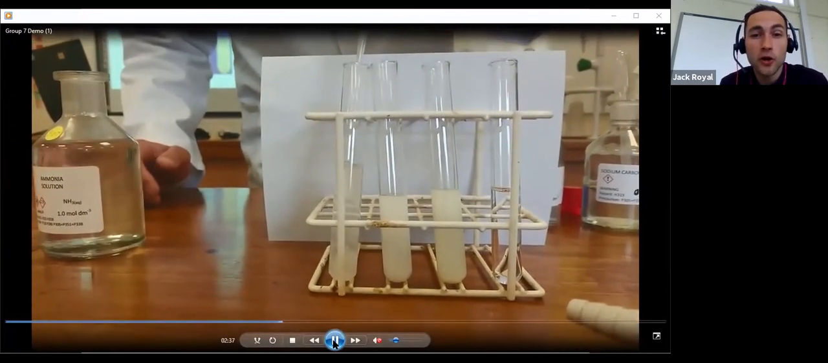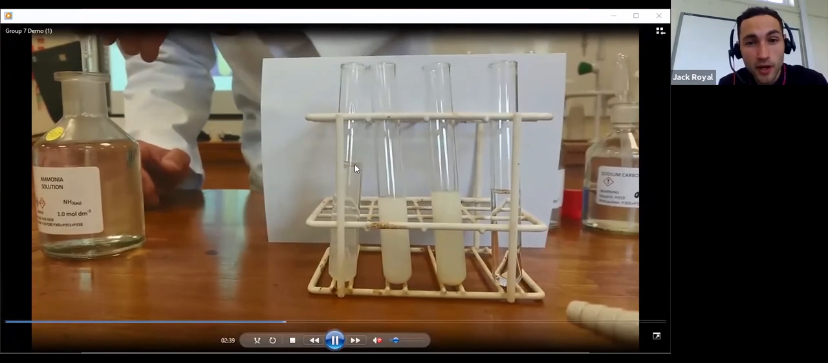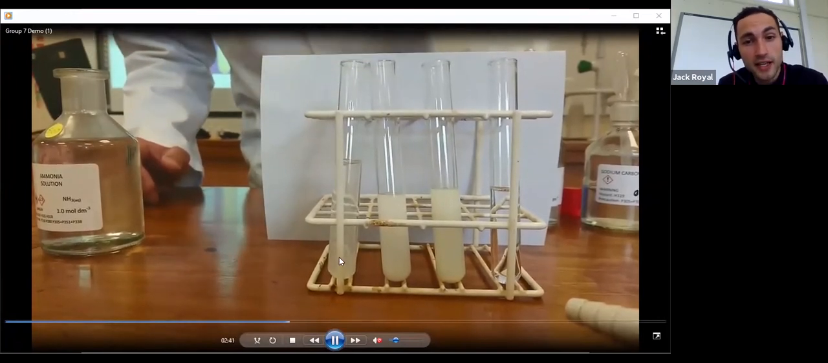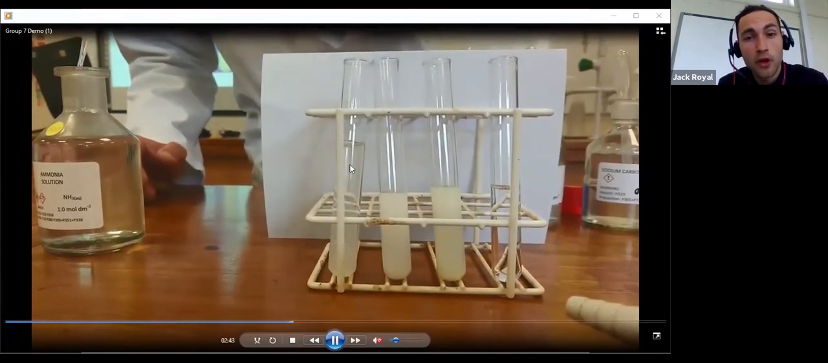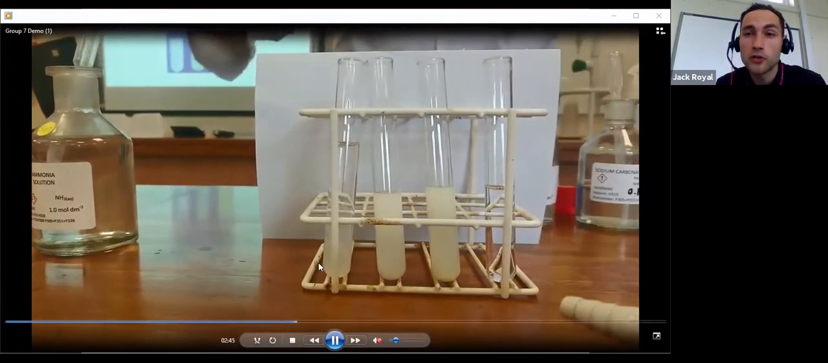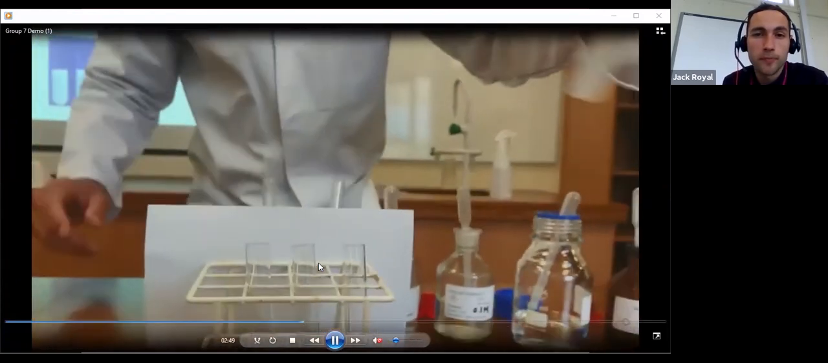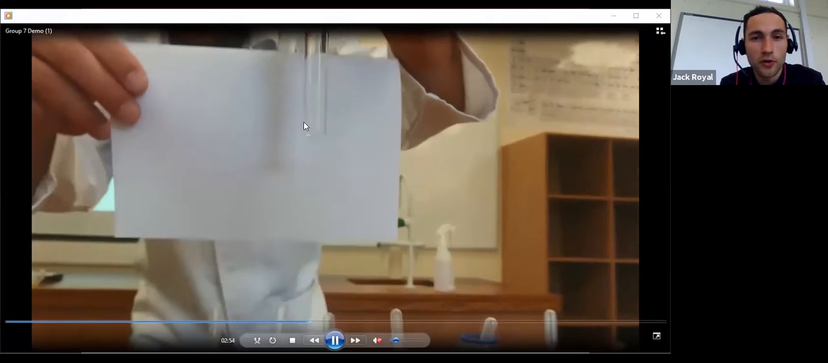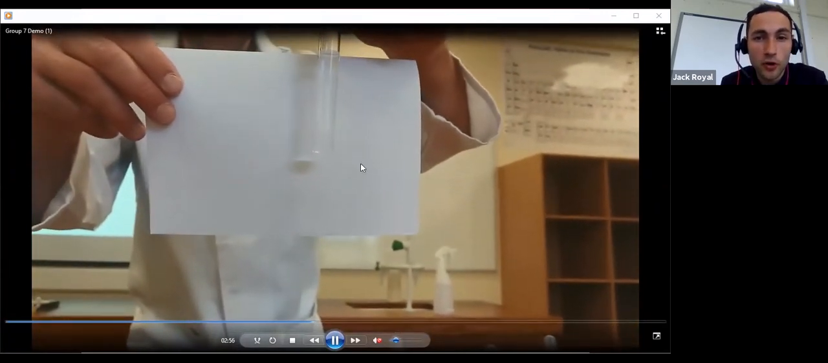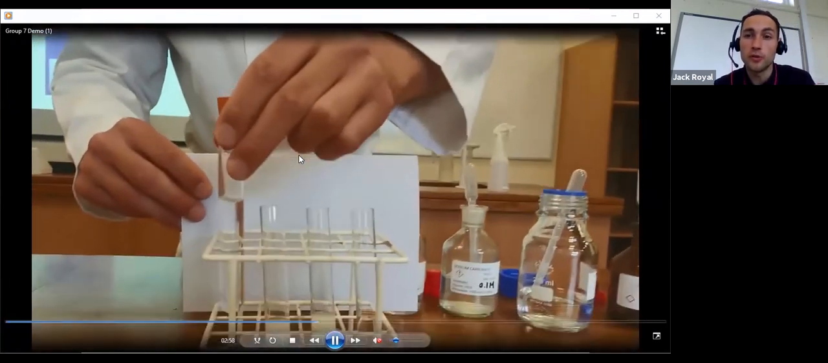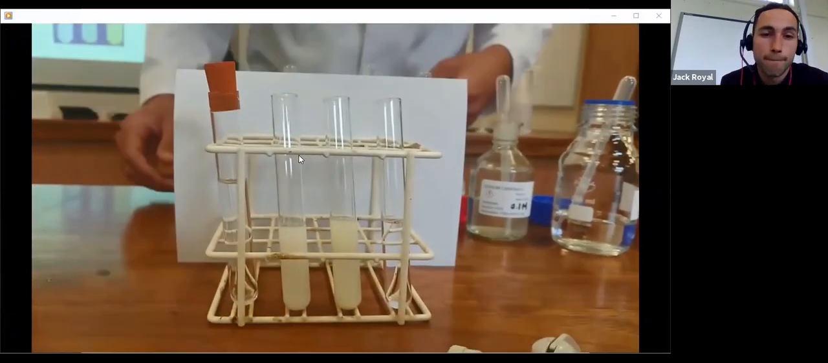I'm adding that to the chloride precipitate. And you can see, this is the important bit, dilute ammonia has caused the chloride precipitate to dissolve. So the chloride precipitate is no longer present because the dilute ammonia has dissolved it.